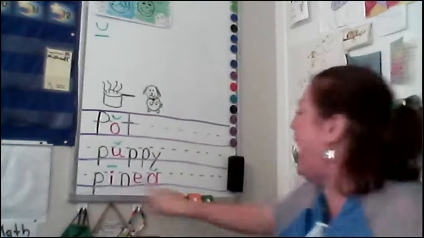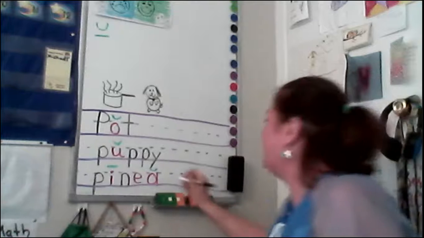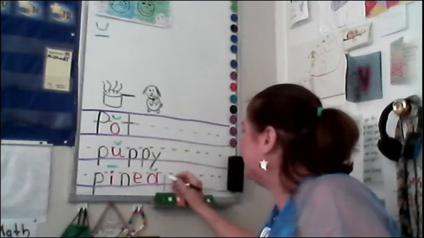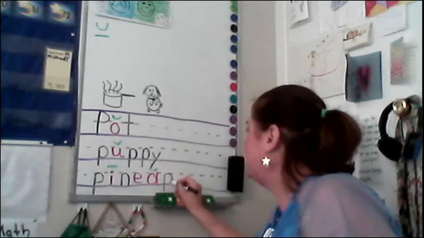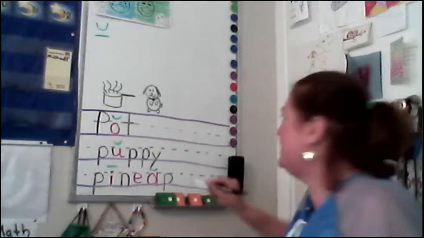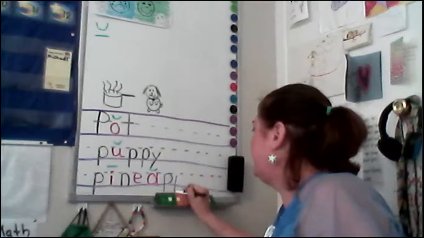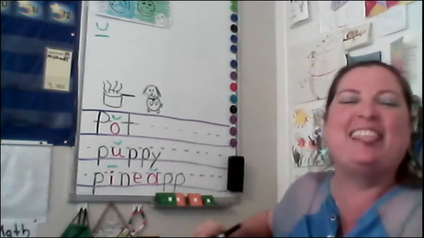All right, so p, p, p. There's that P again. So I'm going to do another lowercase p, line down, and then the rainbow to the side, or a circle to the side. There's another P. I'm going to do another P, line down, and the rainbow to the side. Apple.